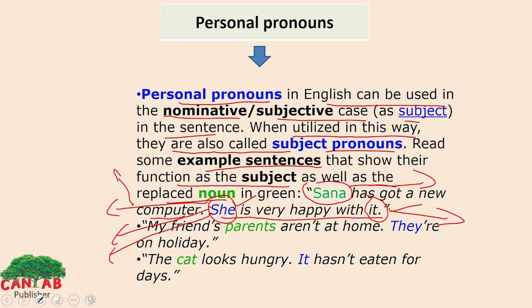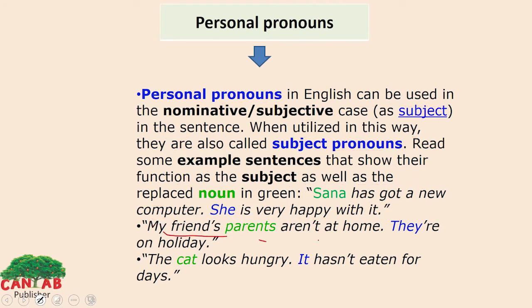Look at the second example here. My friend's parents aren't at home. They are on holiday. Here they is the pronoun. Look at this one: The cat looks hungry. It hasn't eaten for days. Here the it is for the cat.